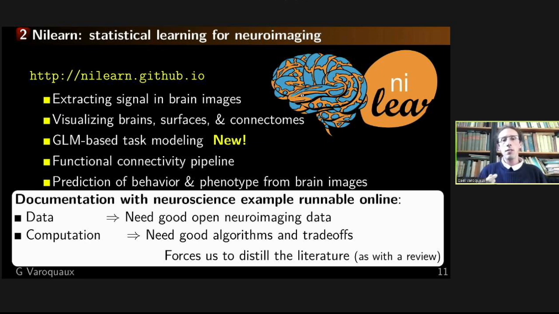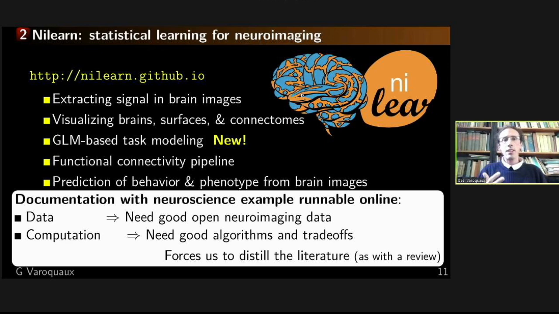For this, we need open data. So we focused on finding good open neuroimaging data. And we need fast computation. So NiLearn tends to find good algorithms and good trade-offs. This forces us to distill the literature just as if we were doing a review, except what we're providing is code that supports this review.